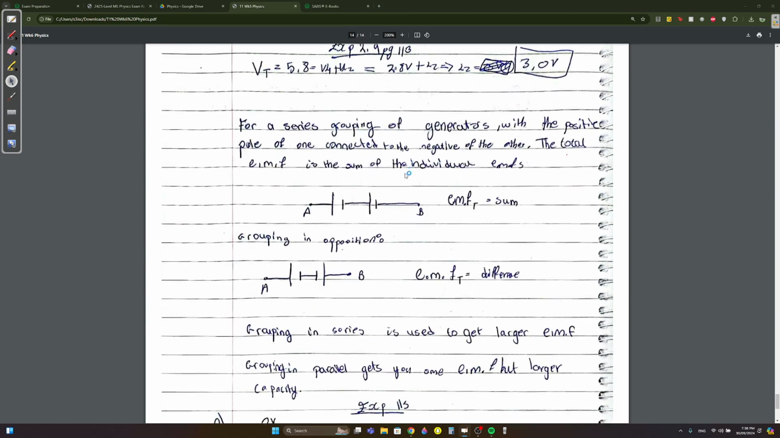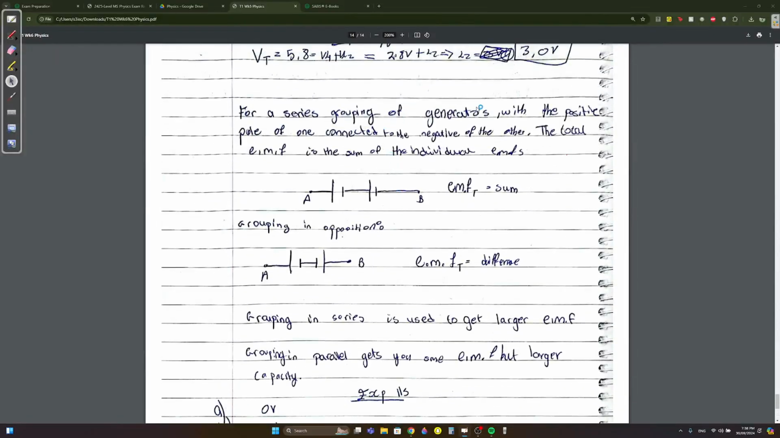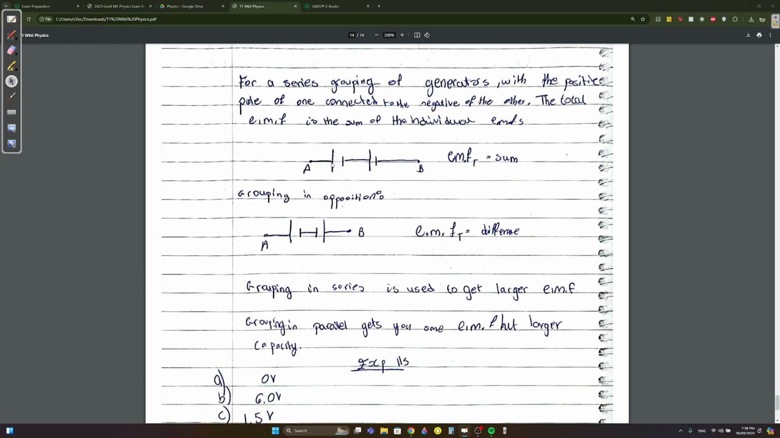Okay, this is important. For a series grouping of generators, the positive pole of one you connect to the negative of the other. The total electromotive force is the sum of the individual EMFs. In this case, this is series, meaning you connect positive to negative, right? Very easy. That means the total will be the sum of all of the EMFs. Let's say each one is 1.5 volts. The total EMF when you connect them in this case will be 3.0 volts.